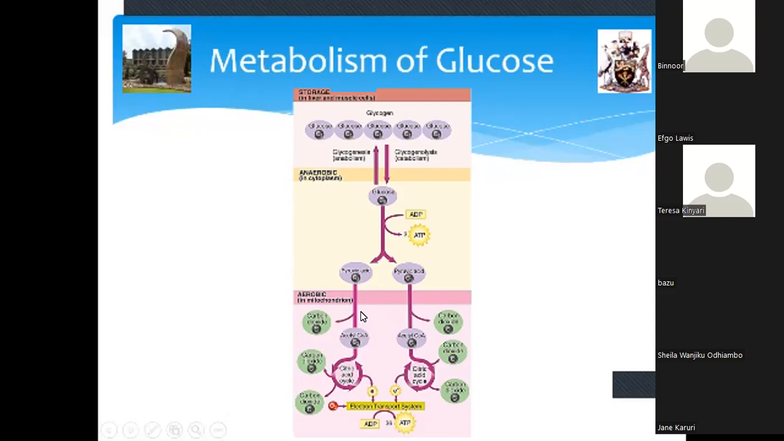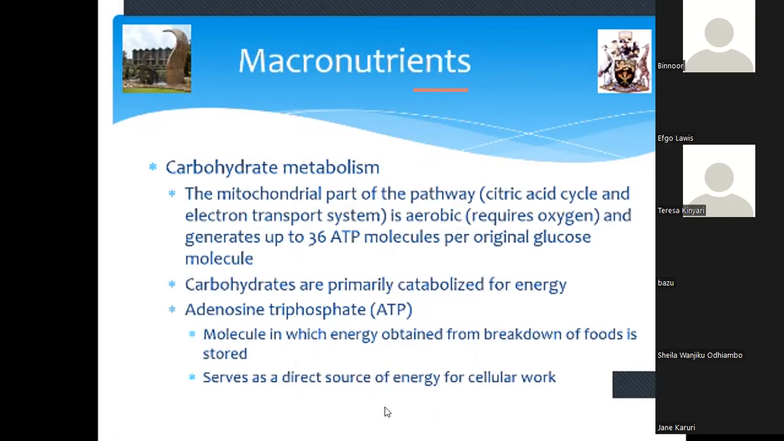And once carbon dioxide is released, the acetyl-CoA continues in the citric acid cycle, producing more carbon dioxide during the cycle. Then we also have electrons that are produced during the citric acid cycle, and this now will enter the electron transport system that we talked about, so that one molecule of glucose will produce up to 36 ATPs. So let us look at macronutrients.